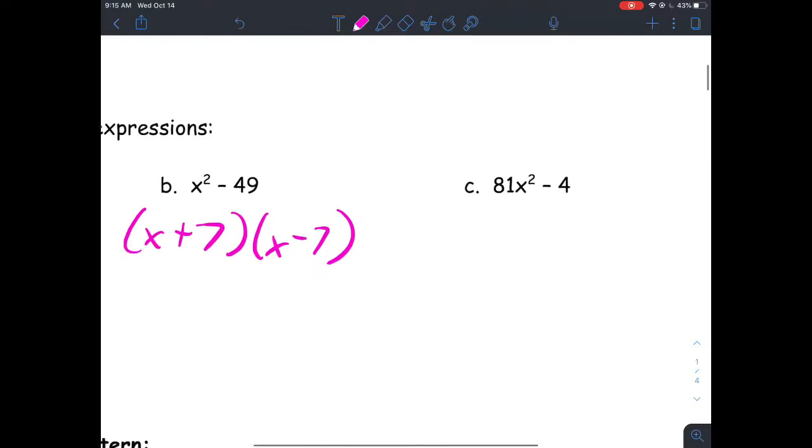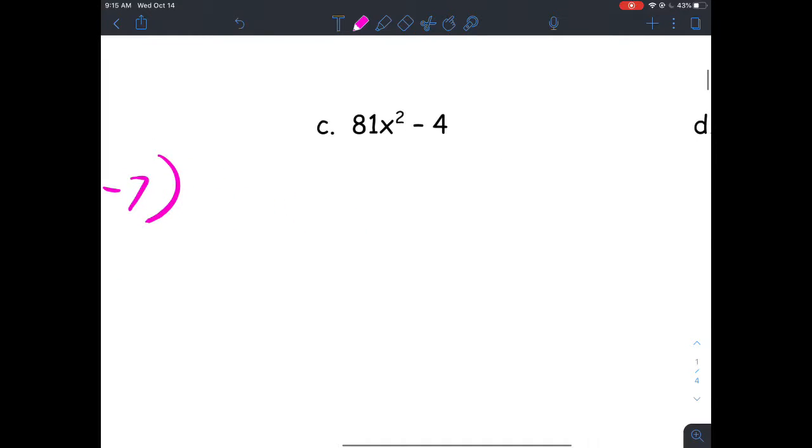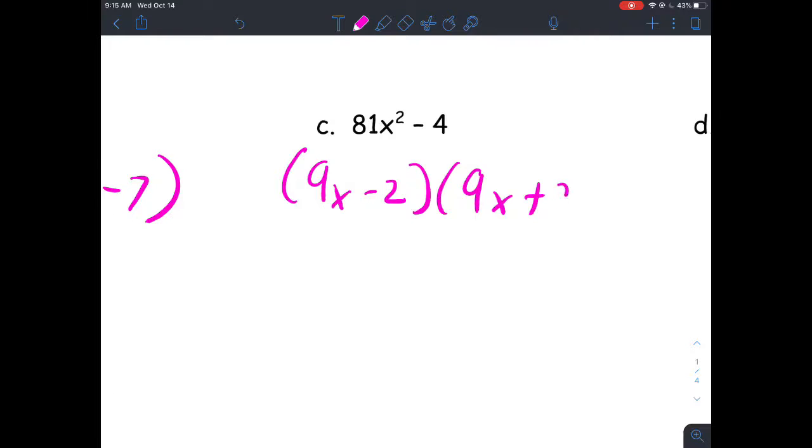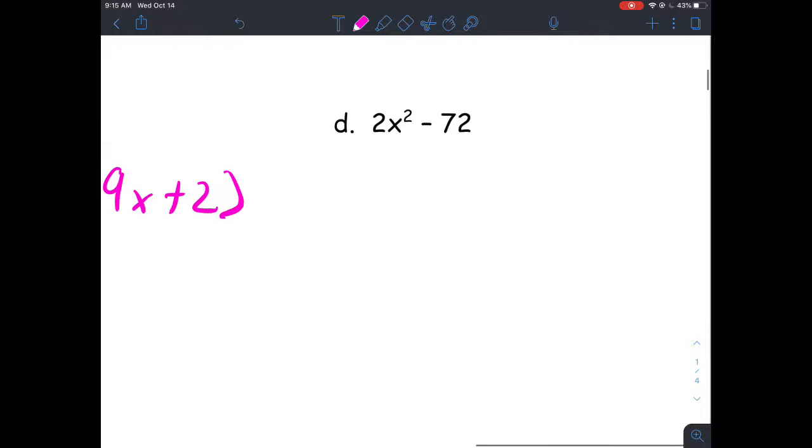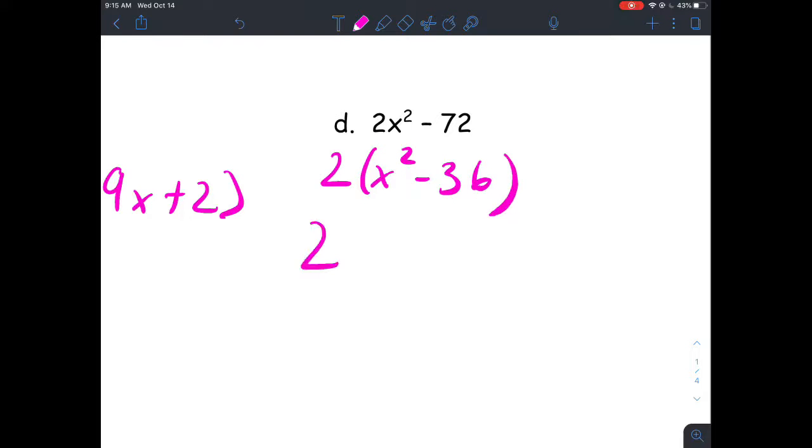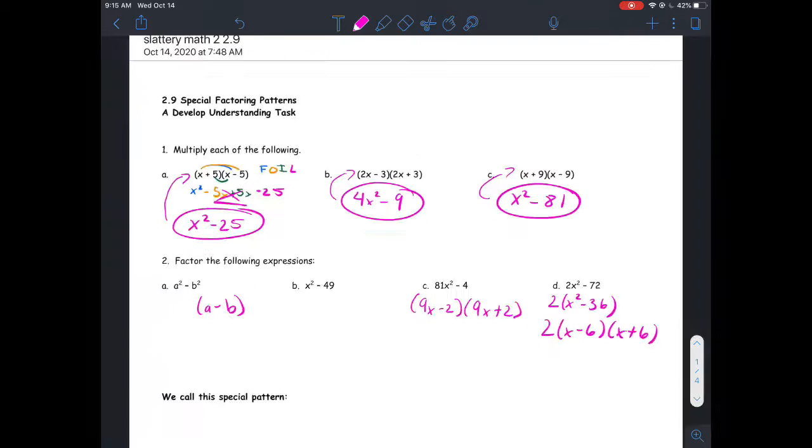Try this one. Should be a review, right? You should get 9x minus 2, 9x plus 2. This one's a little bit tricky. First, you need to factor the 2 out, right? You should always look for greatest common factor. All right, then you get 2 times x minus 6, x plus 6.